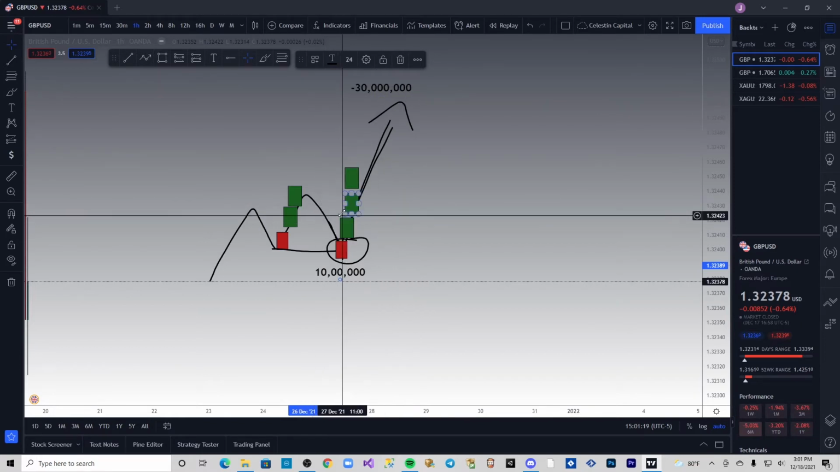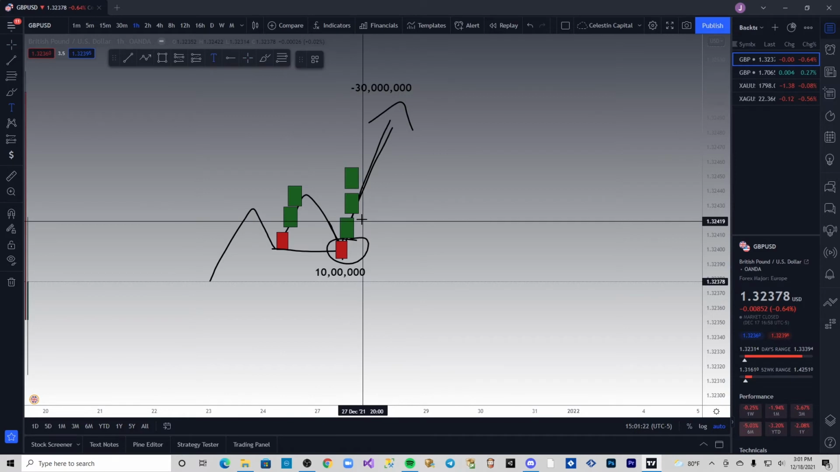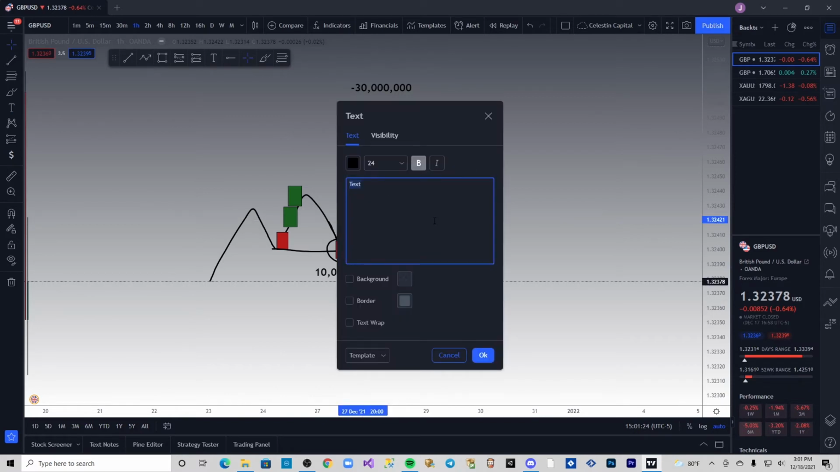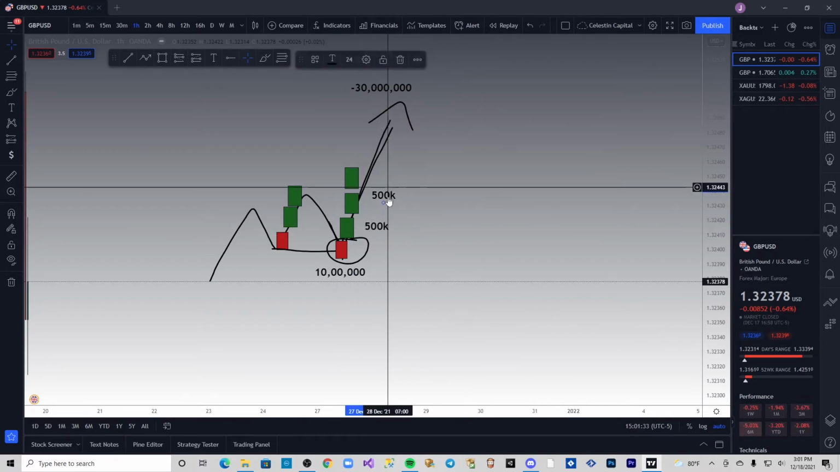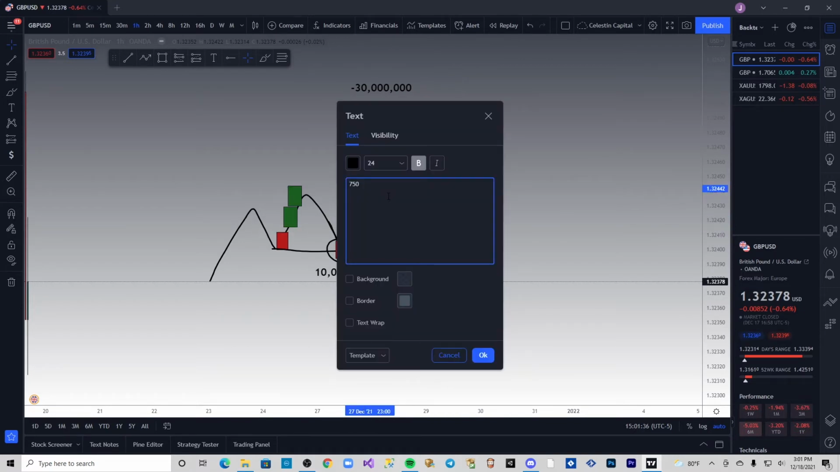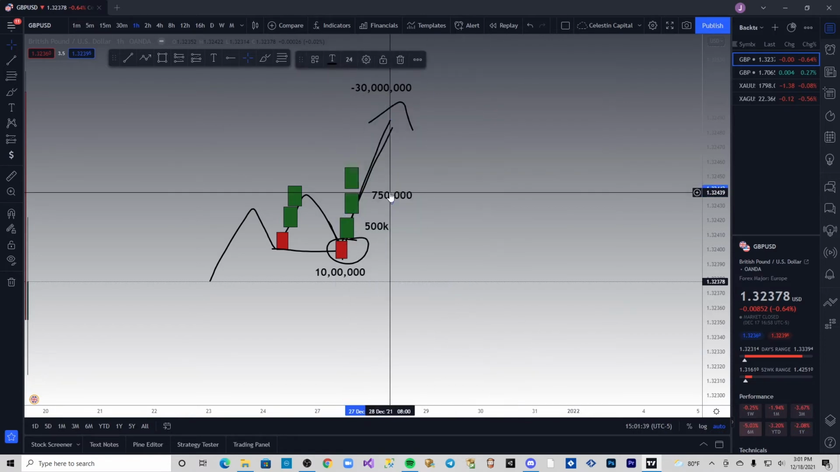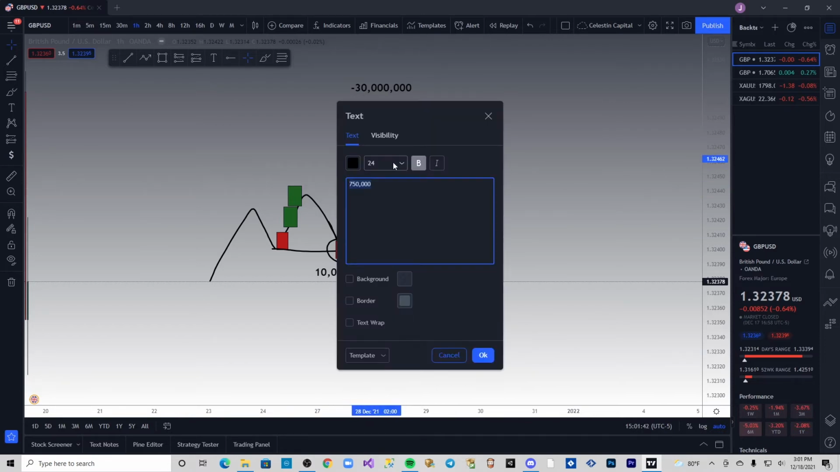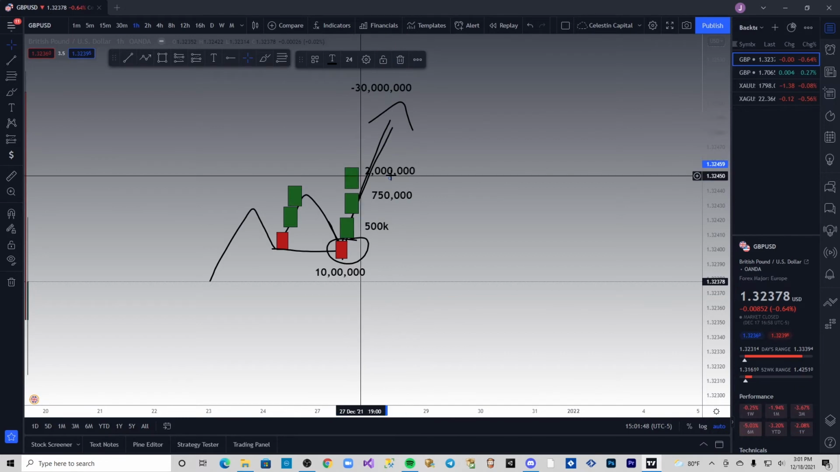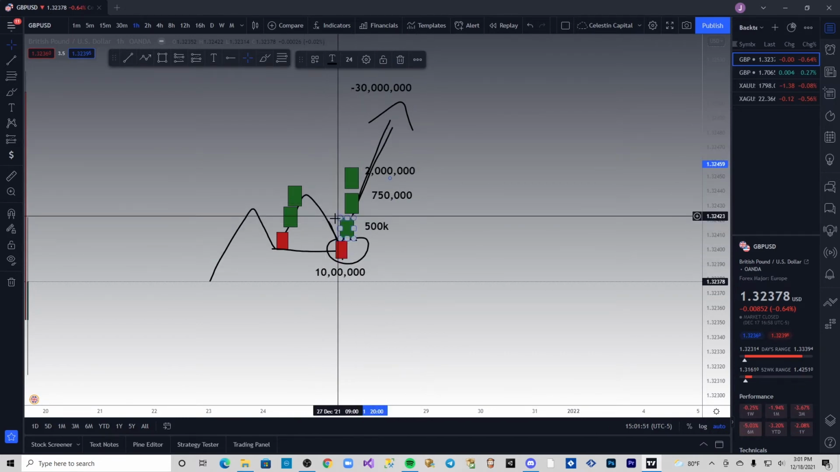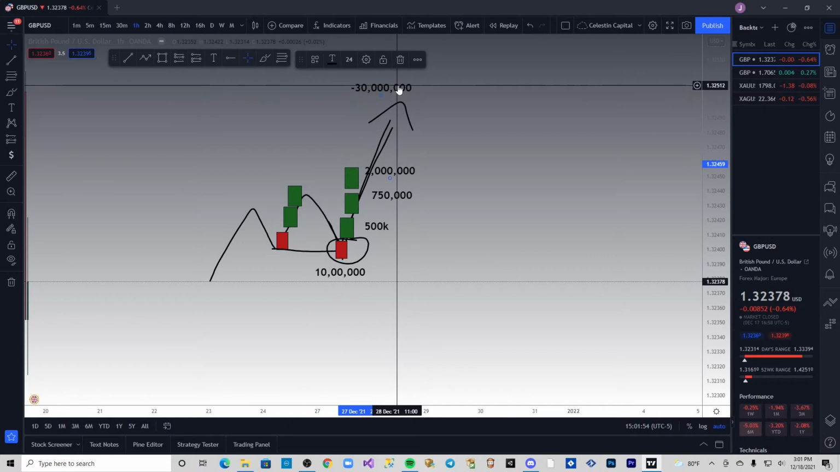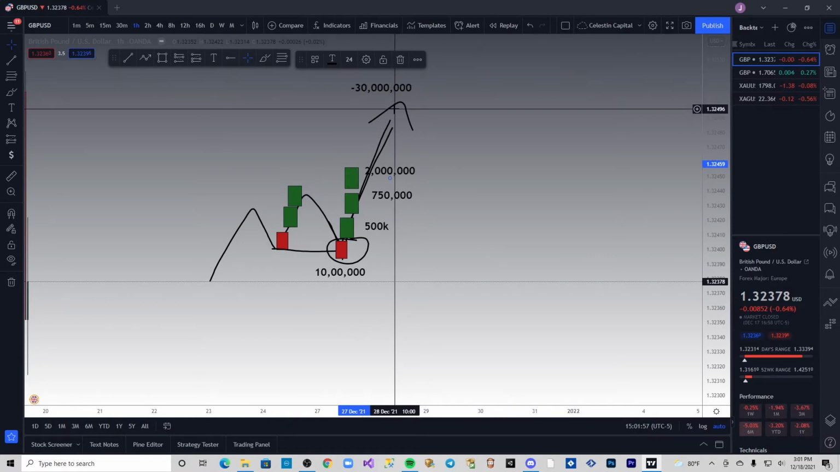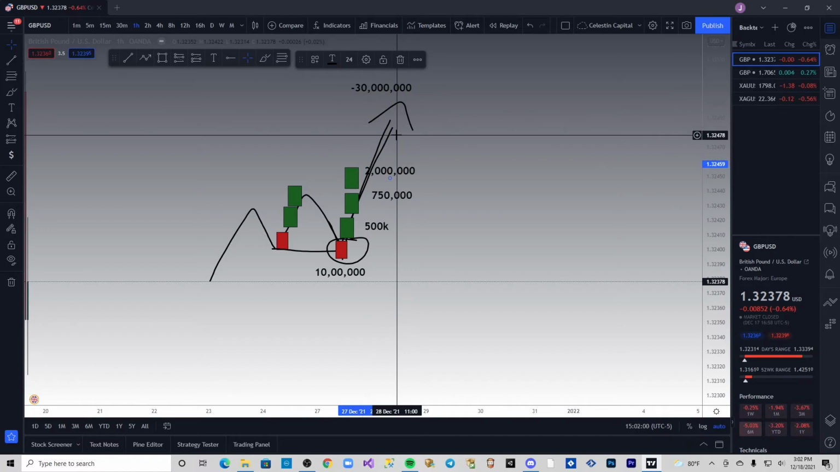But at the same time, he's making money off of these orders over here. So let's say he makes 500K over here. He makes another 750K over here. He makes another, I don't know, 2 million over here, right? So he's making money on this buy, even though his sell is still in the negative, right? So again, if the Composite Man can move the market, why would he ever lose, right?